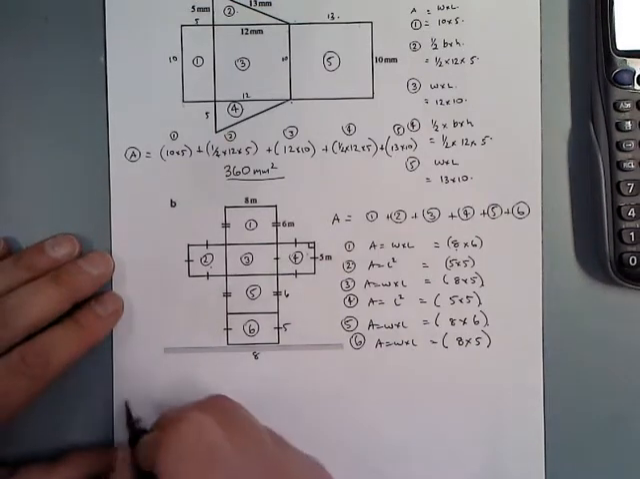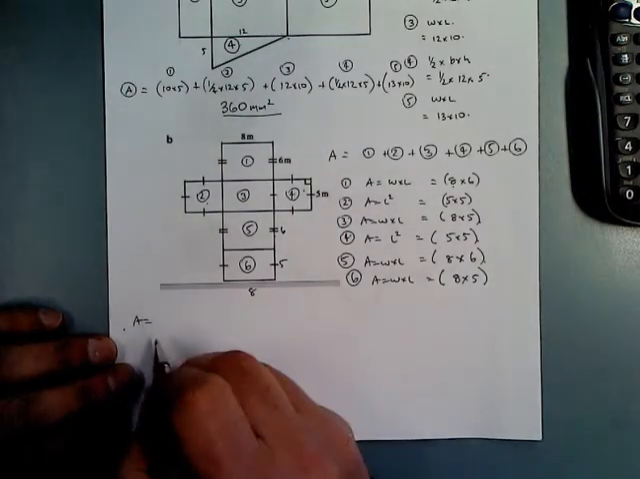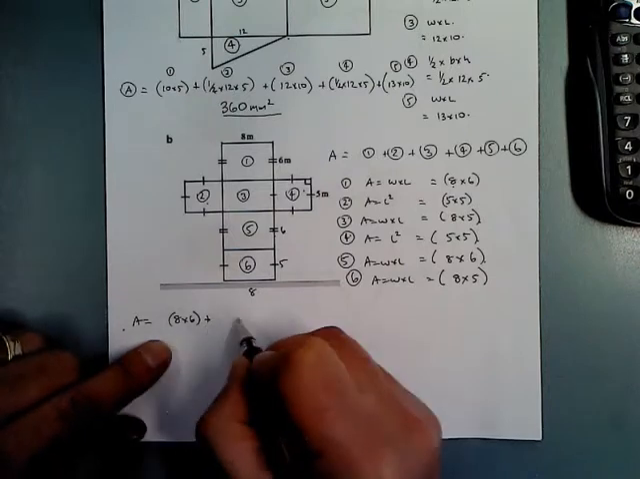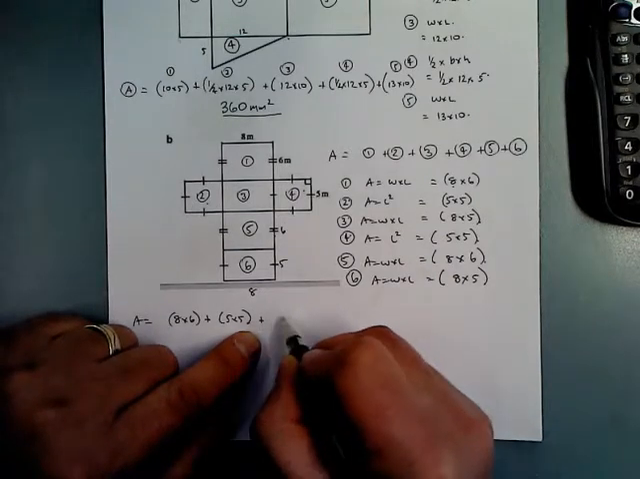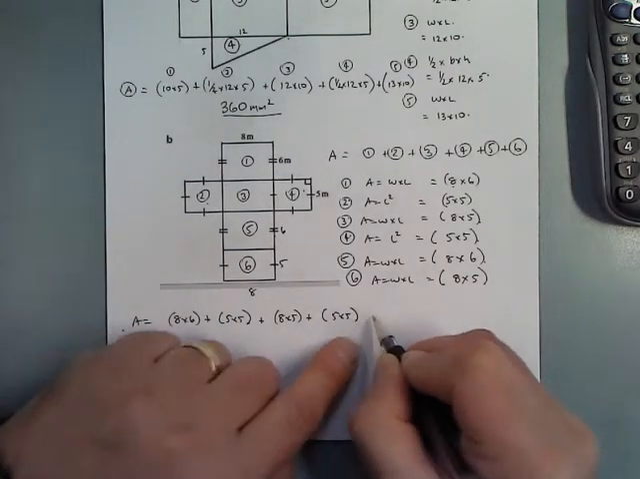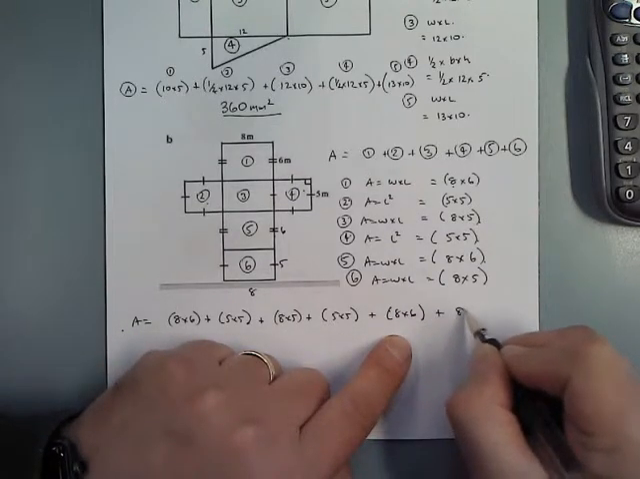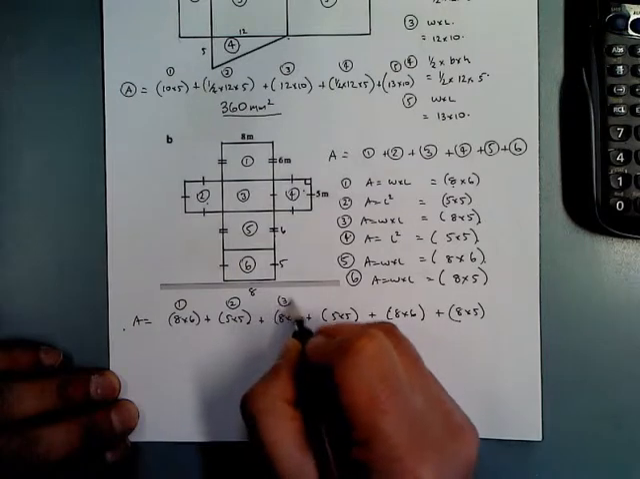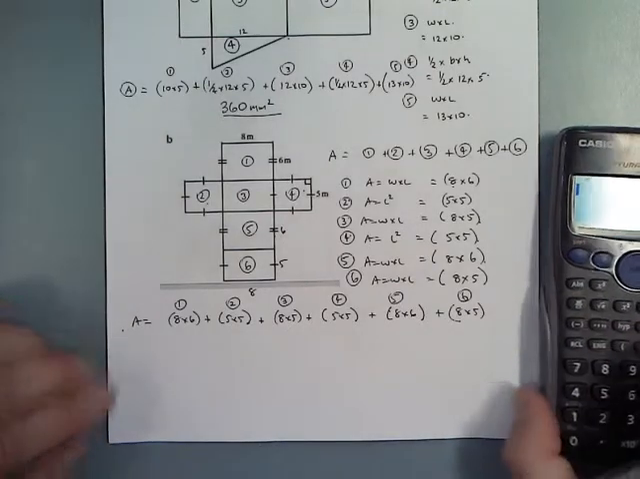So the overall area, I'll move this camera down a little bit, will be 1, which is 8 times 6, plus 2, which is 5 times 5, plus 3, which is 8 times 5, plus 4, which is 5 times 5, plus 5, which is 8 times 6, and area 6, which is 8 times 5. Okay, so that was 1, 2, 3, 4, 5, 6.